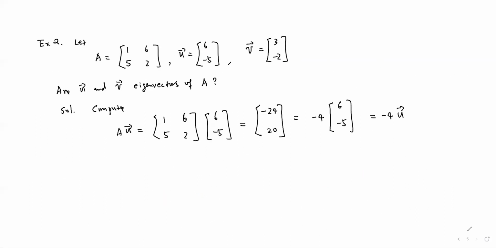Therefore U is an eigenvector of matrix A, and the corresponding eigenvalue is negative 4. Then how about vector V? Let me compare A times vector V.